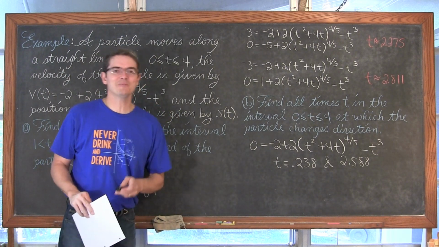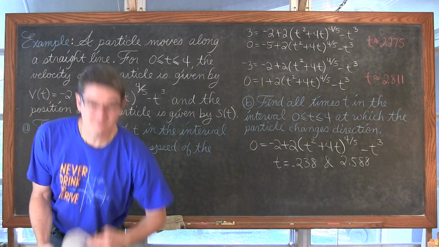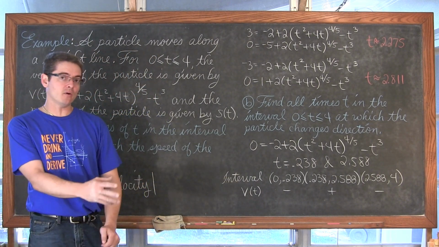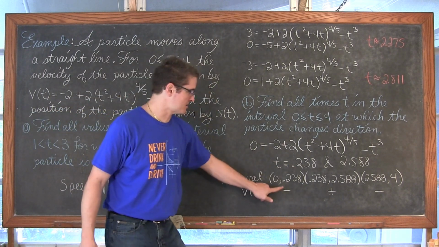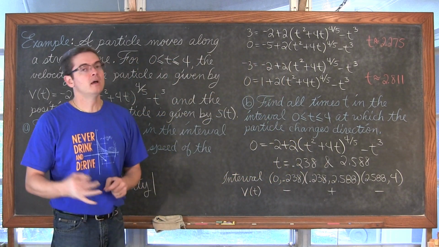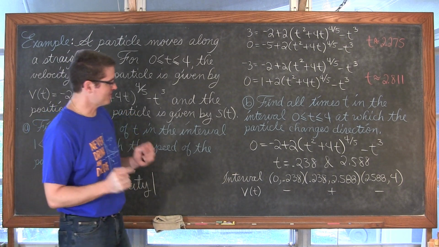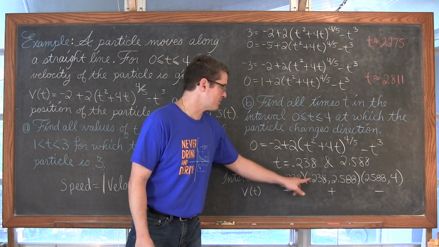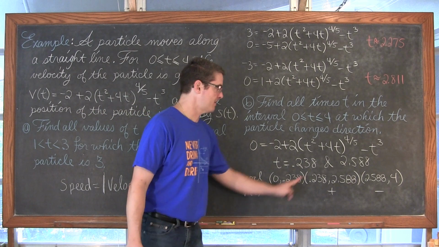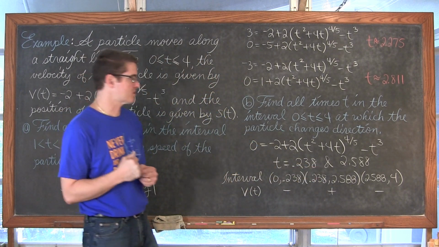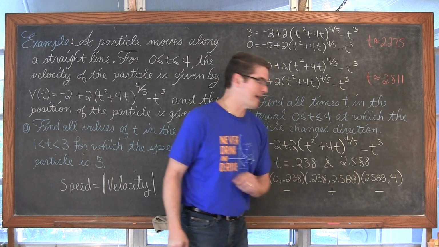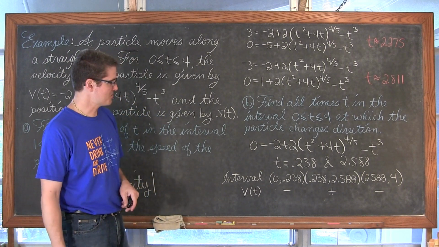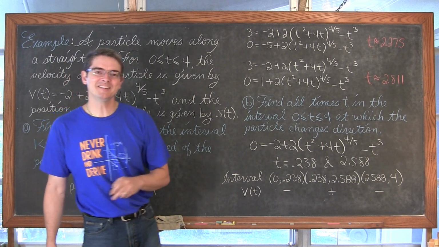Let me pause that and get this up here. Try again. I'm running out of room, but if I were taking an AP exam, I would now, with my intervals and the signs of my velocity within these intervals shown in full sentences, say that the particle changes direction at time 0.238 seconds because the velocity changes from negative to positive, and then it also changes direction at time 2.588 seconds because the velocity changes from positive to negative. So it does change direction twice. I got one more example and we're going to be done finally.